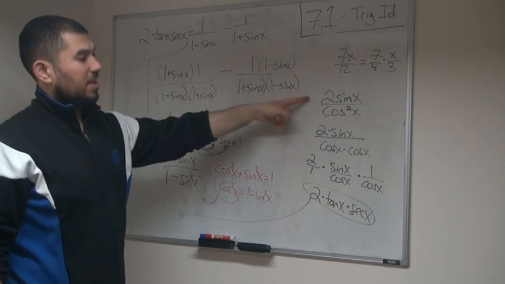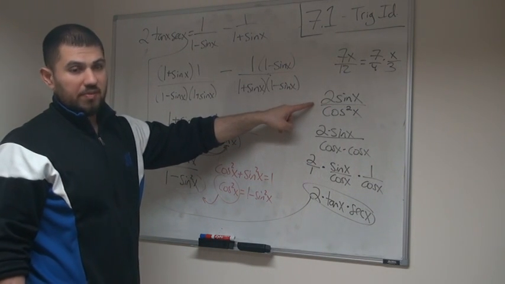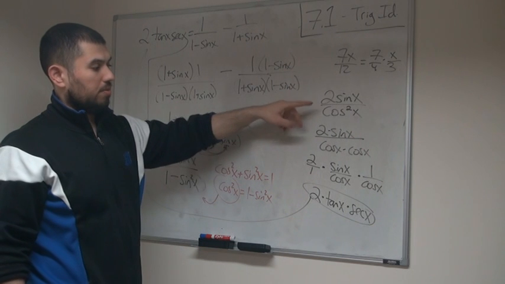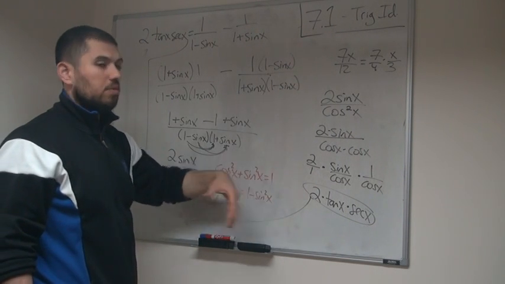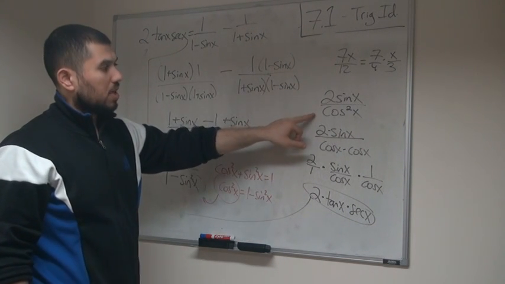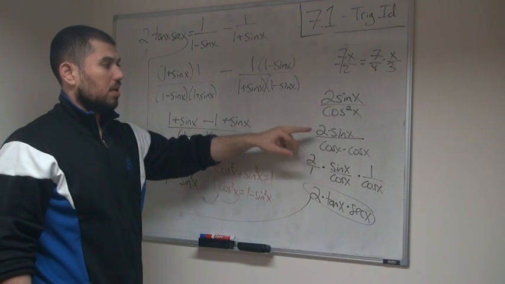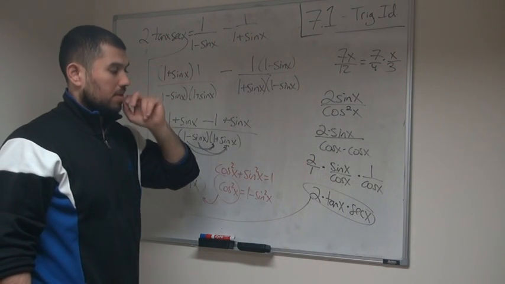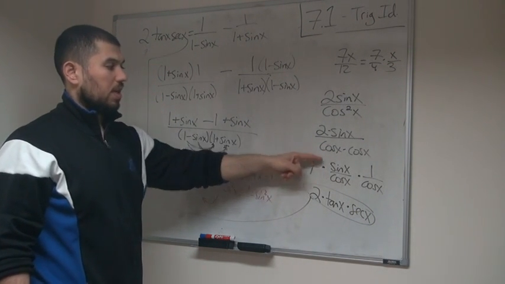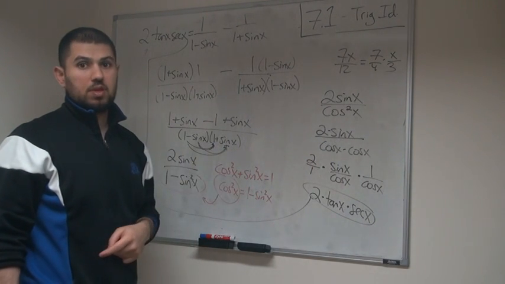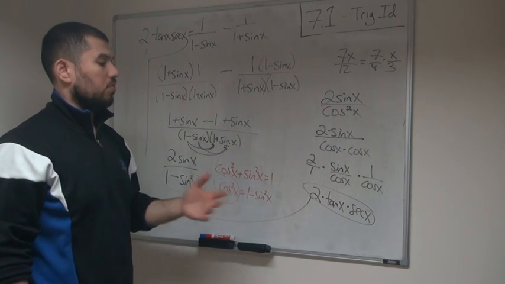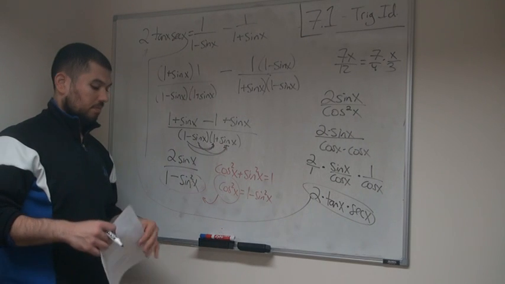Now to go from here to the final answer requires some fancy algebraic footwork. But now that you've seen what you can do, you can replicate it. Cosine squared is cosine times cosine. 2 sine over cosine times cosine is 2 over 1 times sine over cosine times 1 over cosine. You get 2 tan x secant x.